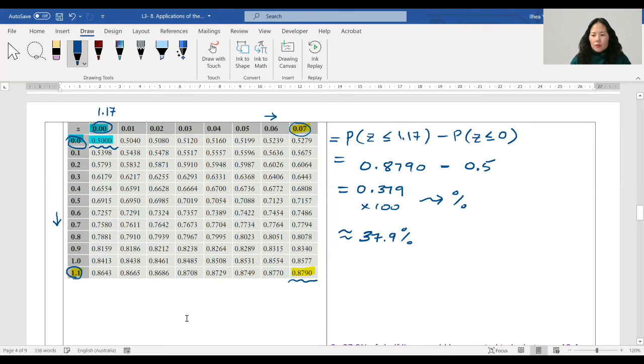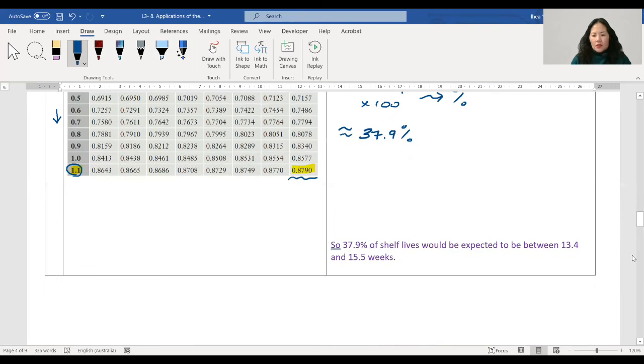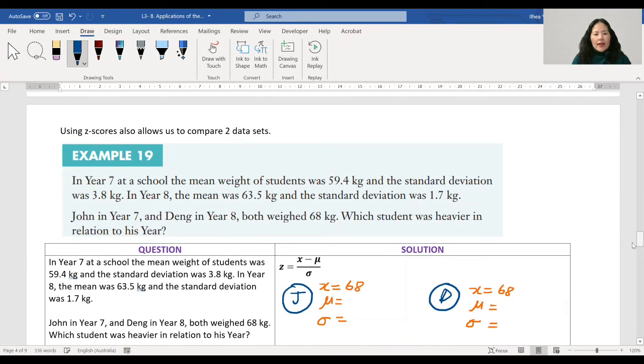So how do we write this in words? 37.9% of shelf lives would be expected to be between 13.4 and 15.5 weeks. Now, that's not too bad, isn't it? Because you're just rewriting the question with the correct answer. That's all. Example 19. This one is using the z-scores to compare two data sets.